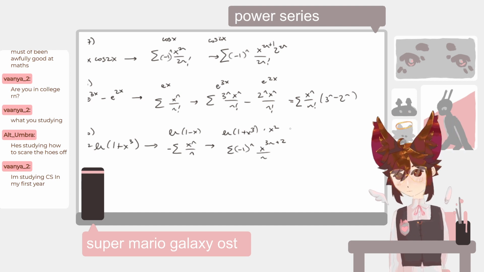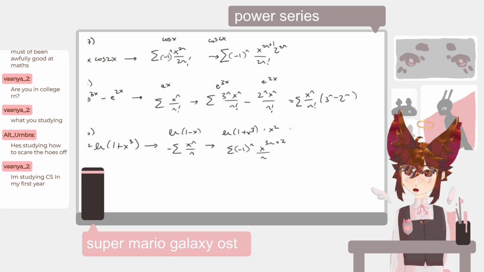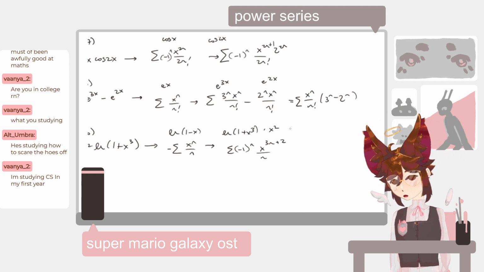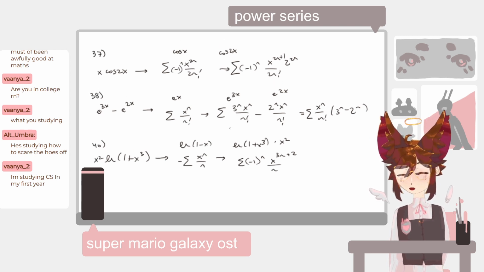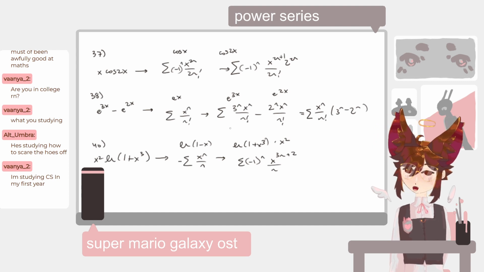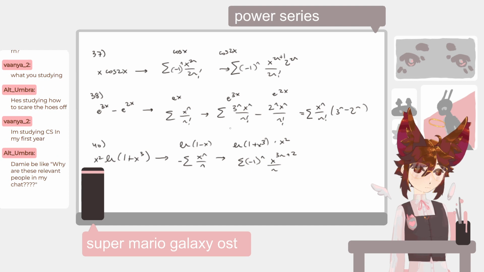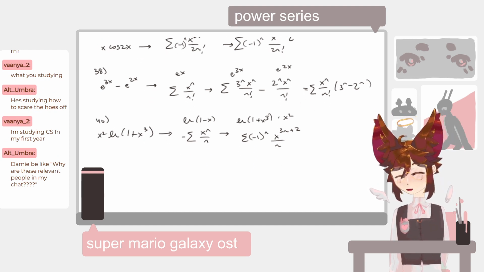Oh, CS. Yeah, I know. I also do a lot of computer science, but I'm not a computer science major. Do you have any background, like any languages you like? I remember when I studied Haskell for like 2 weeks. That was kind of funny. It was more than 2 weeks. It was like 2 months. I completely forgot it though. Why are these relevant people in my chat?